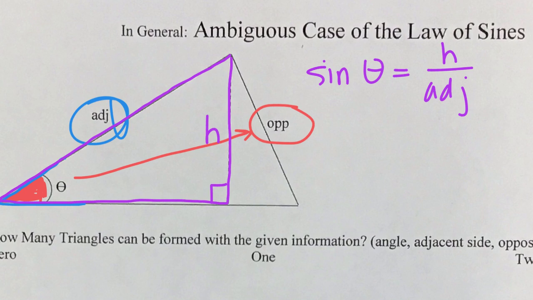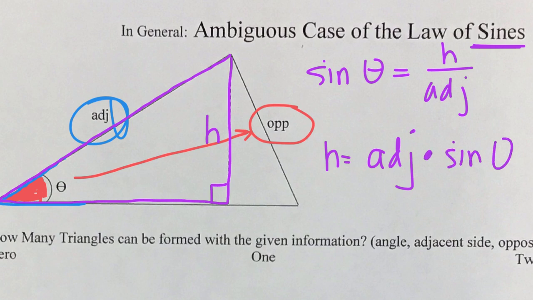That's its name. So I have a sine relationship, which is one of the reasons it's the law of sines. If I solve this for H, I figure that the height of the triangle is whatever the adjacent side is times the sine of that angle. So it's a pretty quick calculation, and that tells us a couple of things.